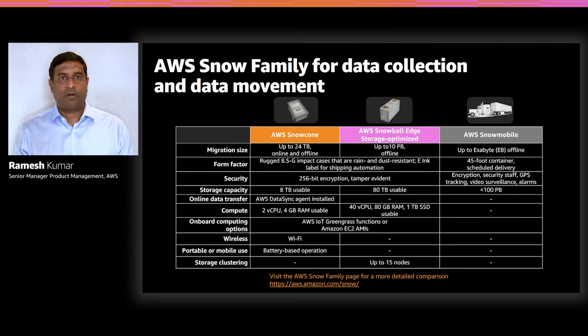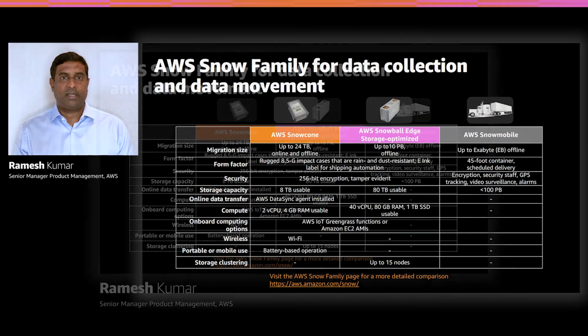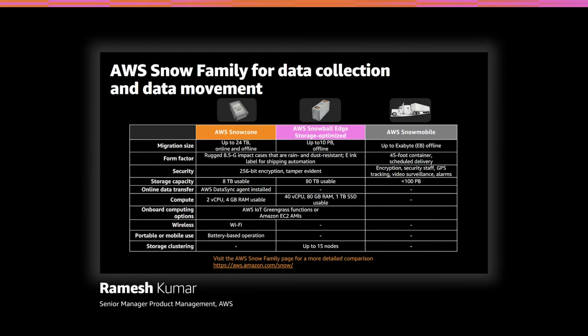Snowcone is ideal for data migrations up to 24 terabytes of data using up to 3 devices. Customers can use multiple Snowball Edge devices to migrate up to 10 petabytes of data to AWS. Both Snowcone and Snowball Edge are rugged devices, which means they can operate in harsh conditions. They can withstand vibration. They can operate in humid and dusty environments. You can operate Snowcone and Snowball Edge in outdoor locations in the rain, in cold temperatures, or hot climates.